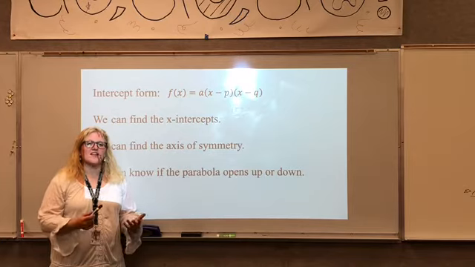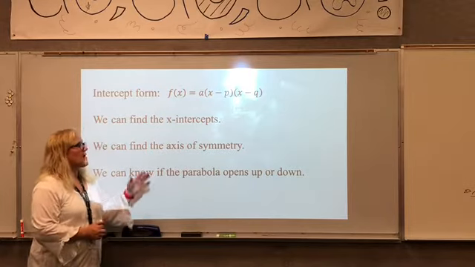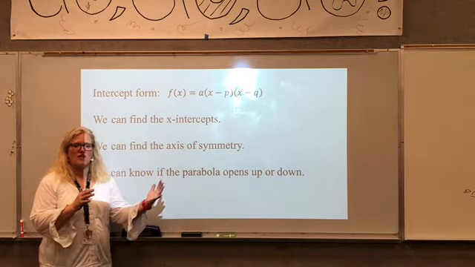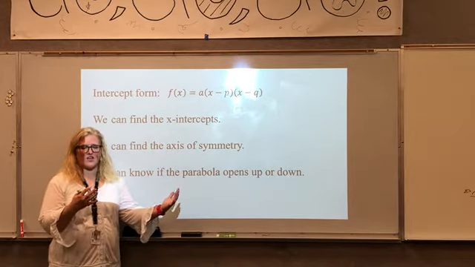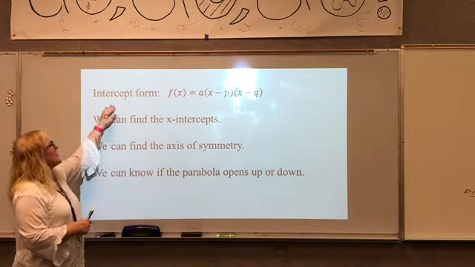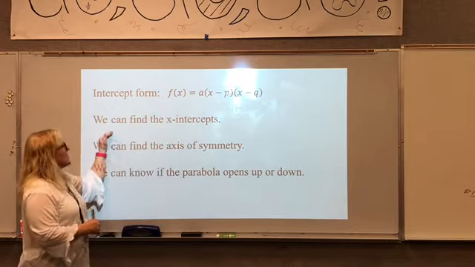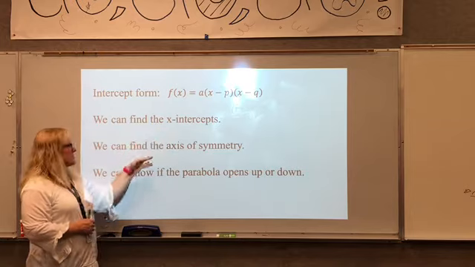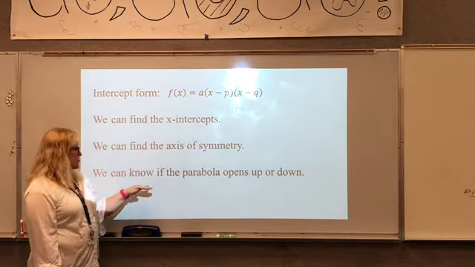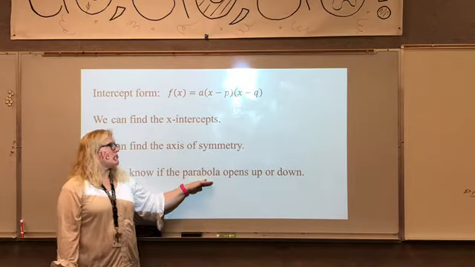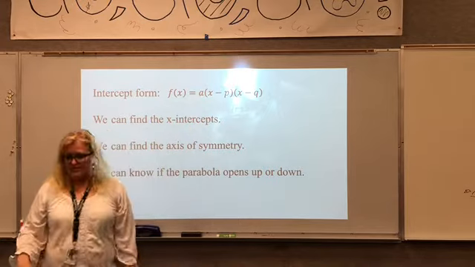Okay, so finally, the last part of this section talks about the very last form of a quadratic function, a quadratic equation. And this is written in intercept form. What we can see from the intercept form is we can find the x-intercepts, we can find the axis of symmetry, it's even different than the other two, and we can know if the parabola opens up or down. Again, that's whether this thing is positive or negative.